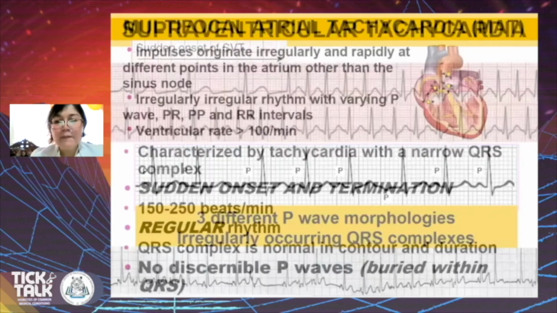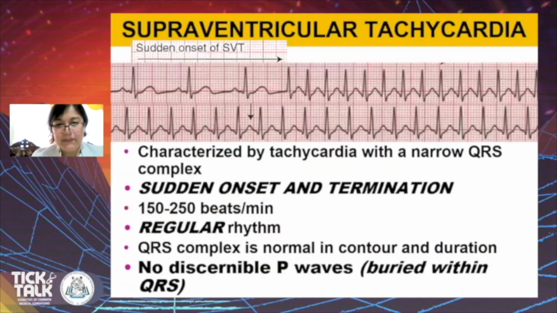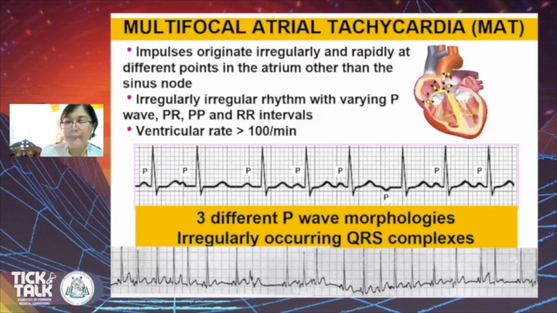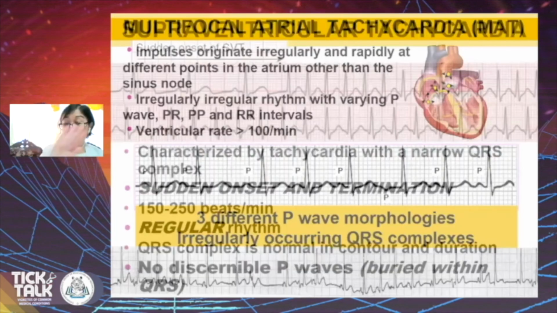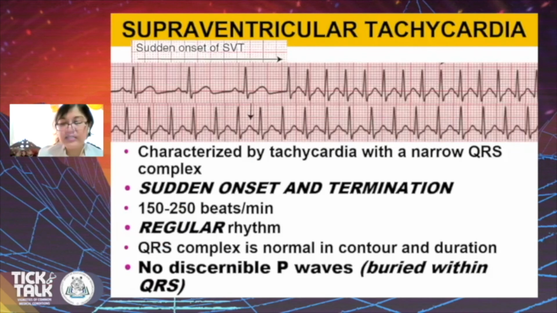Now, when we talk about supraventricular tachycardia, this is characterized by narrow QRS complexes, sudden in onset, also sudden in termination. This is very important. If a while ago we had irregular P waves, irregular rhythm, here we have no P waves. The P waves are not anymore discernible because it's already buried within the QRS because of the very fast heart rate. And SVT characteristically is regular in rhythm.